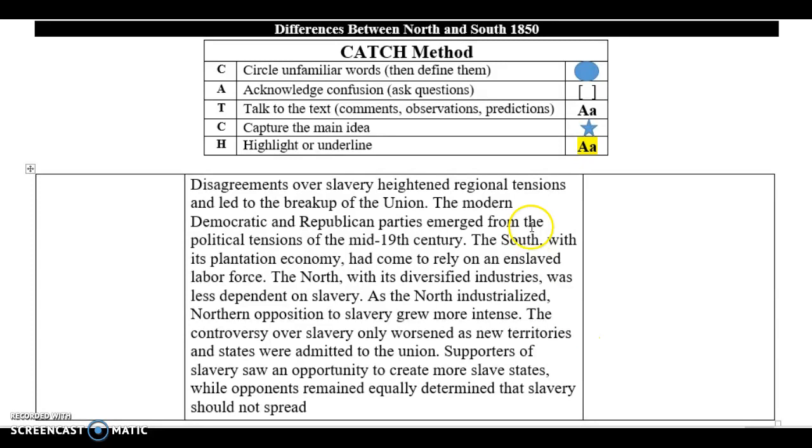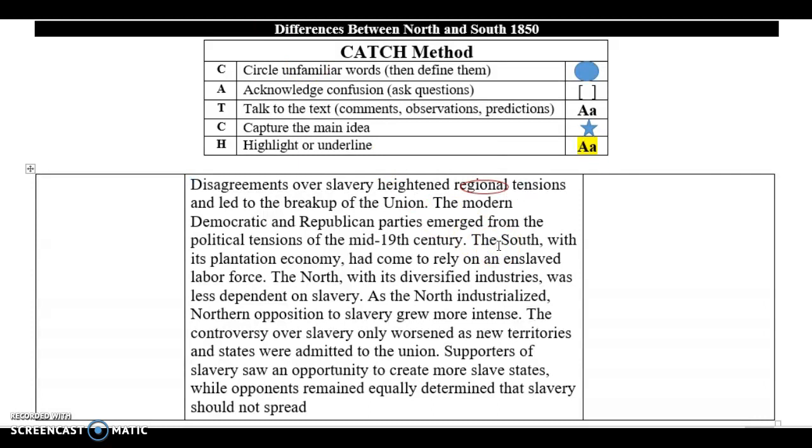I might not know what regional means, so since I do not know what regional means, I'm going to circle this unfamiliar word so that I can define it later. So I'm going to circle the word regional so that I know to go back to it later.